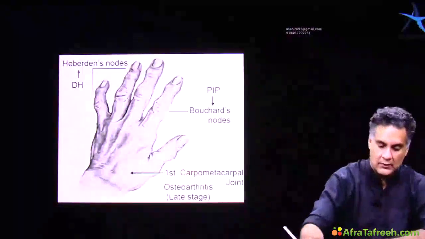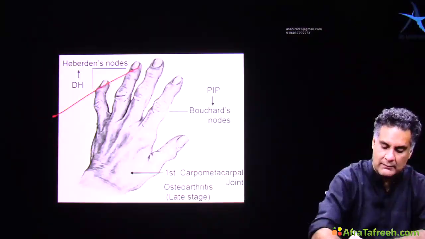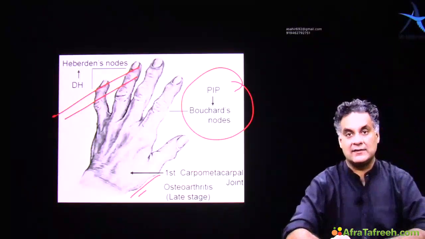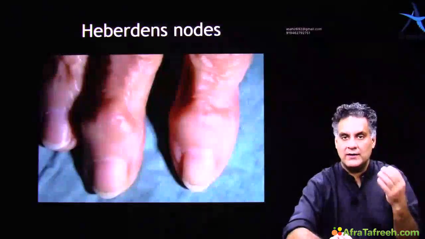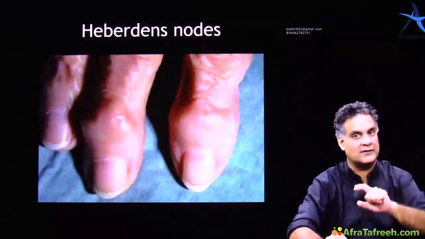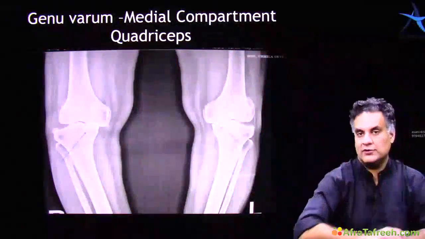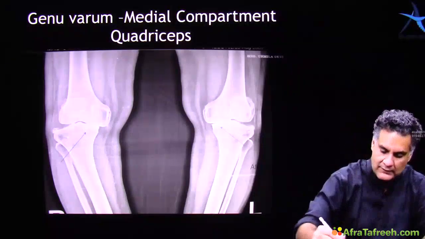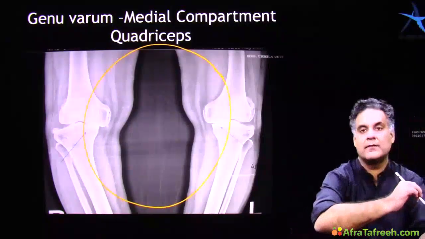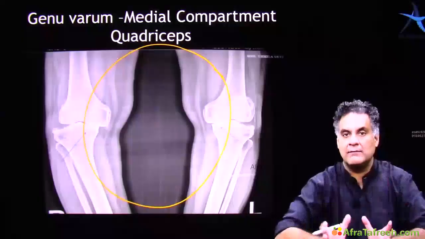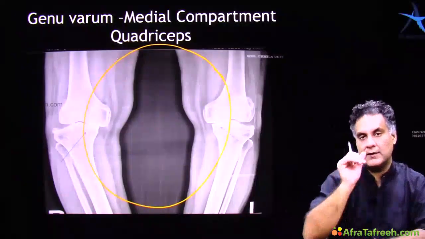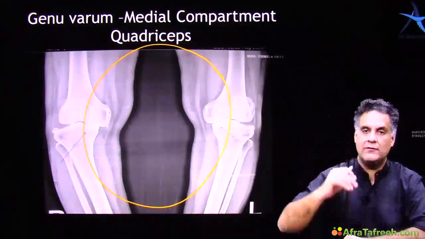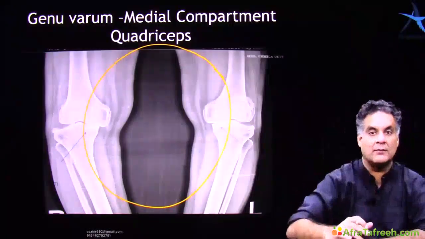This is what I just said. OA involvement in the DIP will be Heberden's nodes, in the PIP will be Bouchard's nodes, and the first carpometacarpal is the characteristic joint involved. Whenever they show you OA, they will show you the front view. RA, they will show you the side view. That's a rule. When you have osteoarthritis of the knee, remember it's the medial compartment which is more commonly involved. And if you remember, we have done it earlier that there is an O formation. This O formation means genu varum bilaterally, OA. And the most commonly involved muscle is the quadriceps, and the most common component of the quadriceps is vastus medialis. And if you want to go further, the fibers are oblique, vastus medialis obliquus.